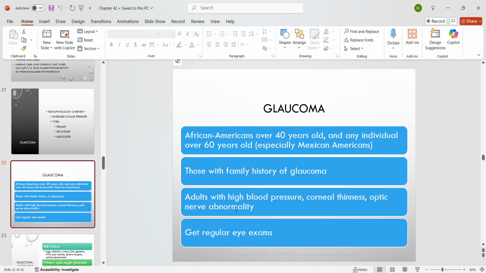Medications, long-term use of steroids, refractive errors like nearsightedness or farsightedness, so the myopia and the hyperopia, they increase the risk for specific types of glaucoma. A thin cornea, individuals with thinner corneas can be susceptible to the condition as well.